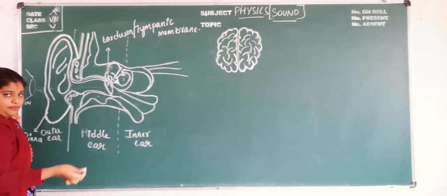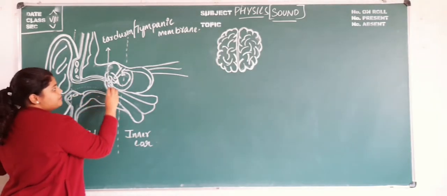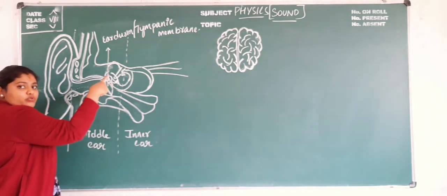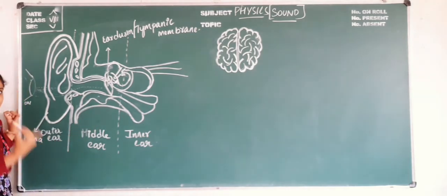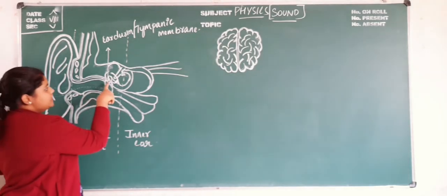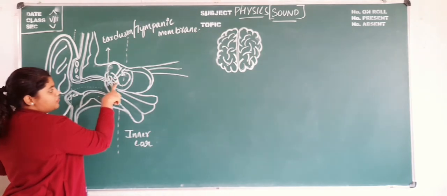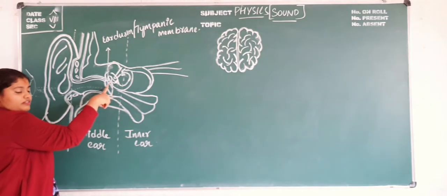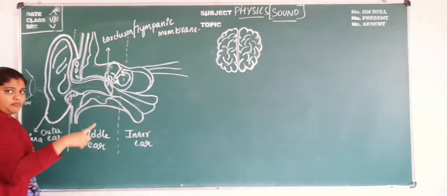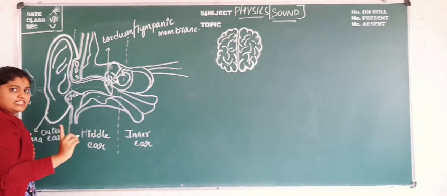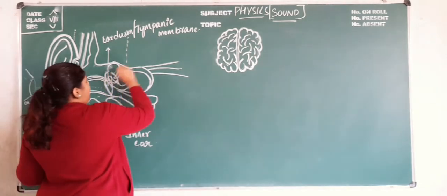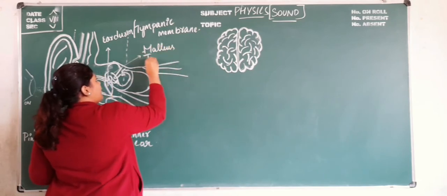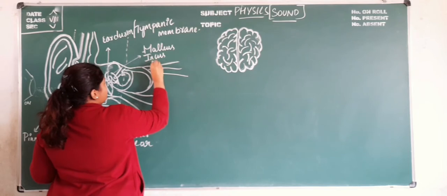This eardrum is connected to three bones, which are malleus, incus and stapes. Here this is one bone, this is the second bone, and this is the third bone. These are the smallest bones in the human body. So the eardrum is attached to three bones: malleus, incus and stapes.